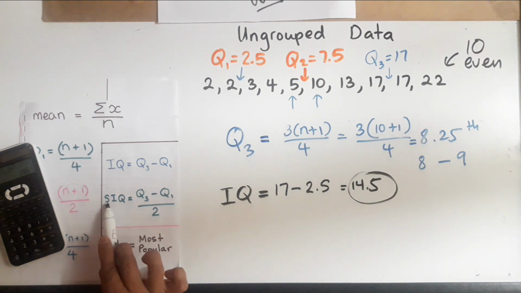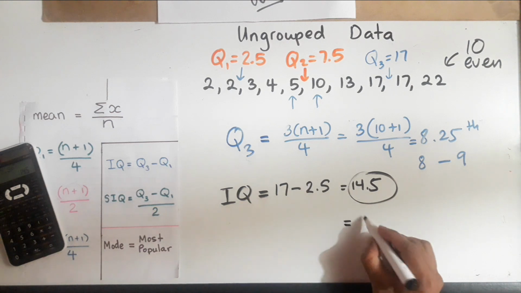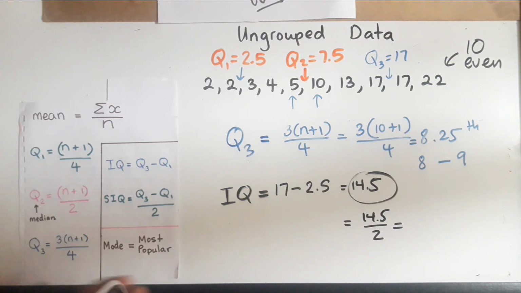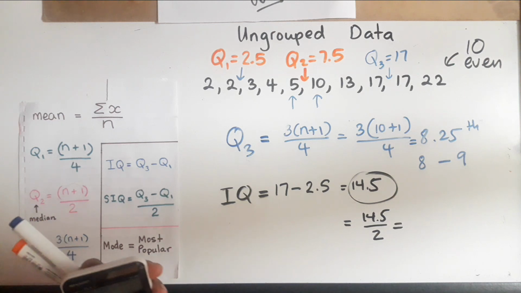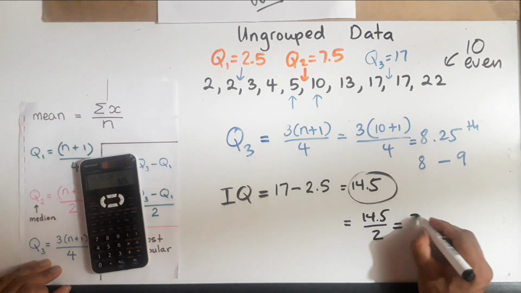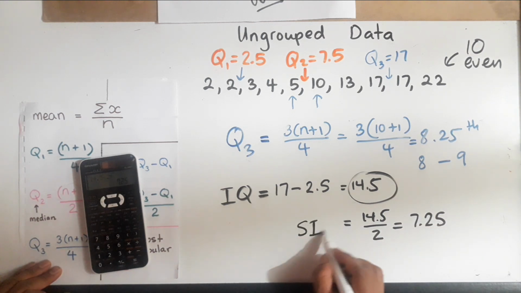And if they ask you to find the semi-interquartile, SIQ, you take the answer you get for IQ and you divide it by 2. Semi means half, like a semicircle, so half of a circle. 14.5 divided by 2 is 7.25. So this is your semi-interquartile.